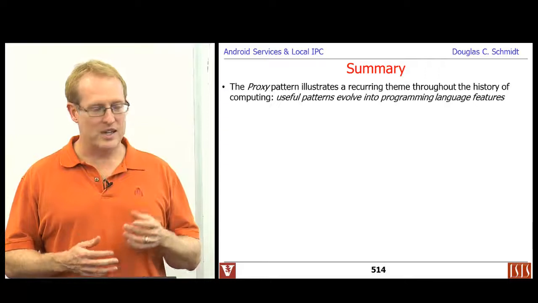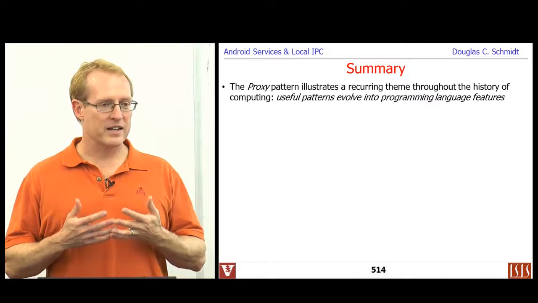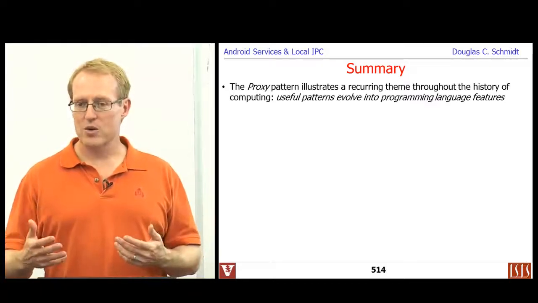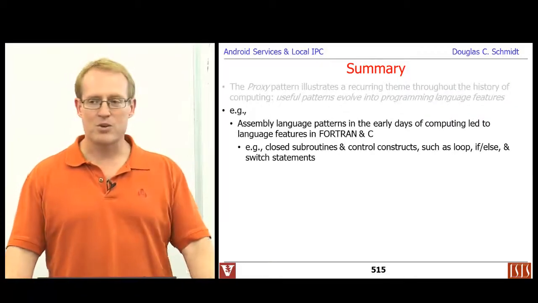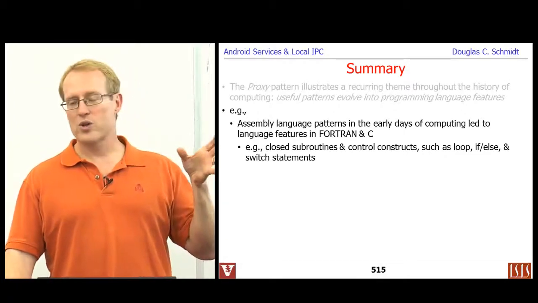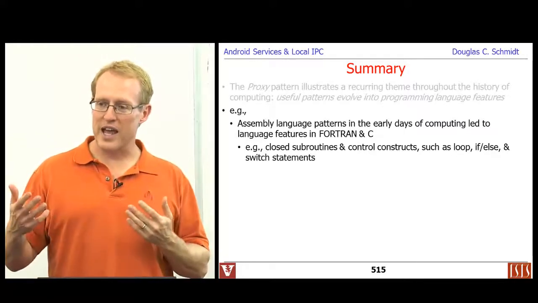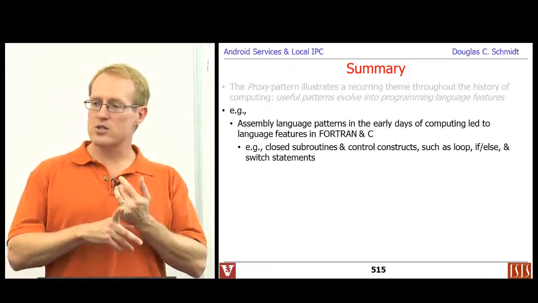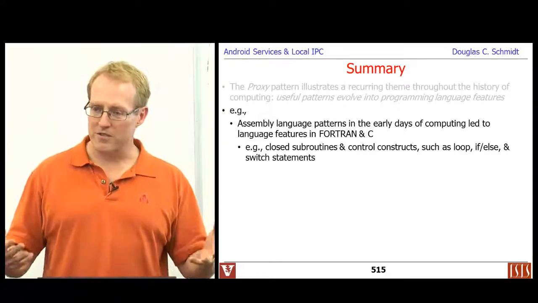And that trend is that useful patterns evolve over time into features provided and supported automatically by various kinds of language processing tools, either programming languages or tools like AIDL compilers. Here are some examples. If you go back far enough in time, you'll see that the early developers of assembly code were using certain patterns of writing assembly code, and those were things that later found their way into the second generation languages like Fortran and C, where they had things like closed subroutines, or if-else statements, or switch statements, or loops of various kinds.